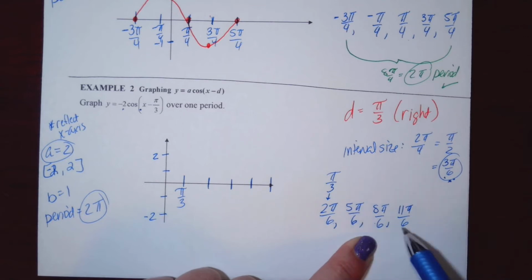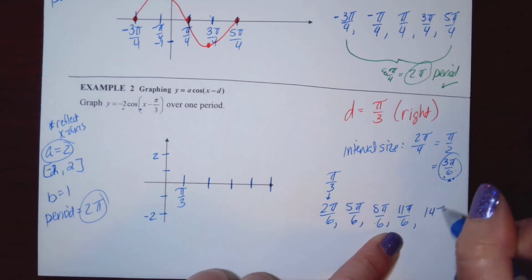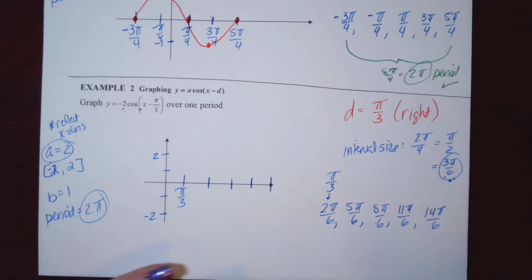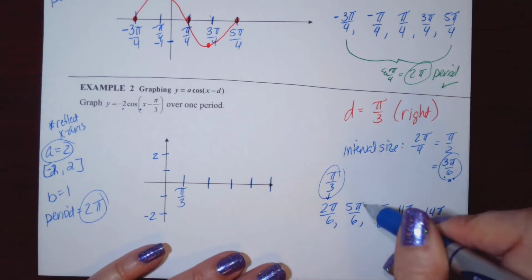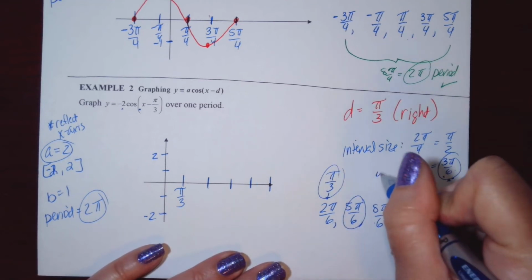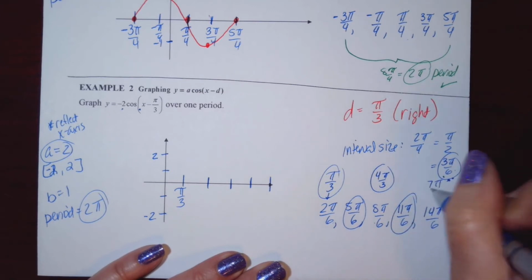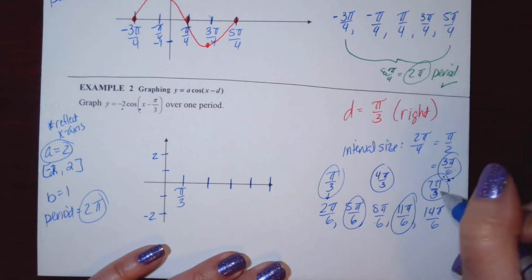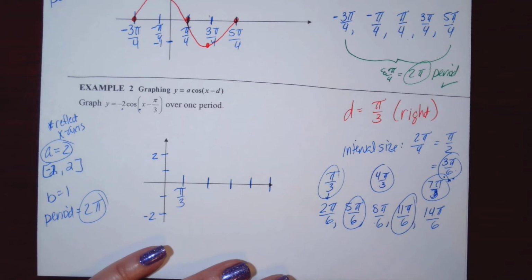That's 1, 2, 3, 4. I need to go one more time. Plus my interval is 14 pi sixth. So we need everything in lowest terms. Pi third, 5 pi sixth. This one would be 4 pi third, 11 pi sixth, and then this one would be 7 pi third if I put everything in lowest terms. So those would be my 5 major points.